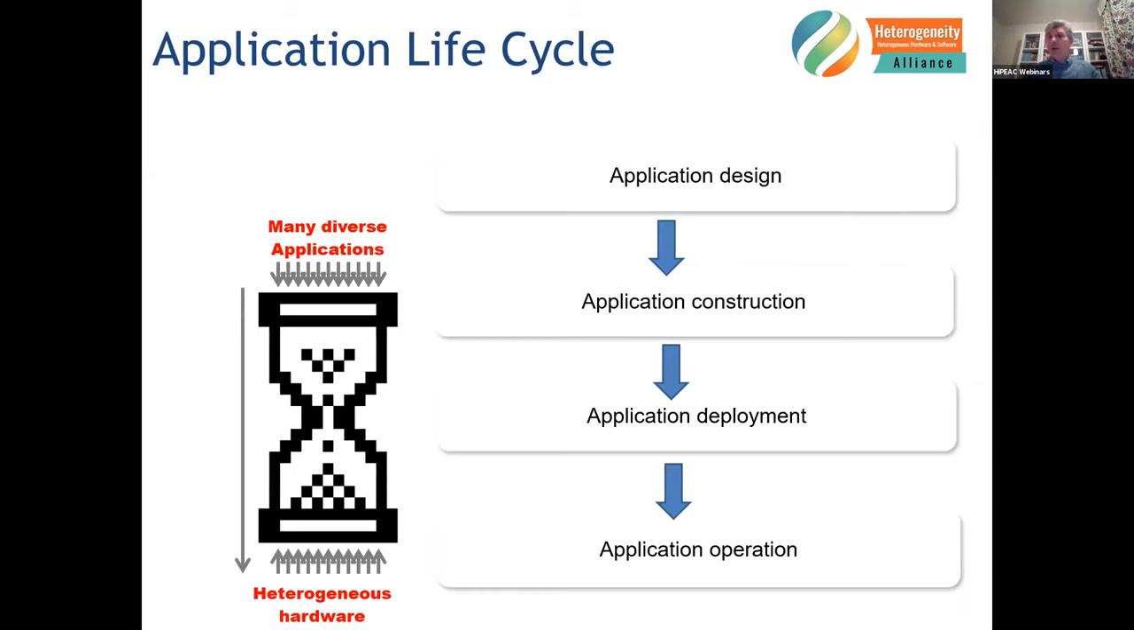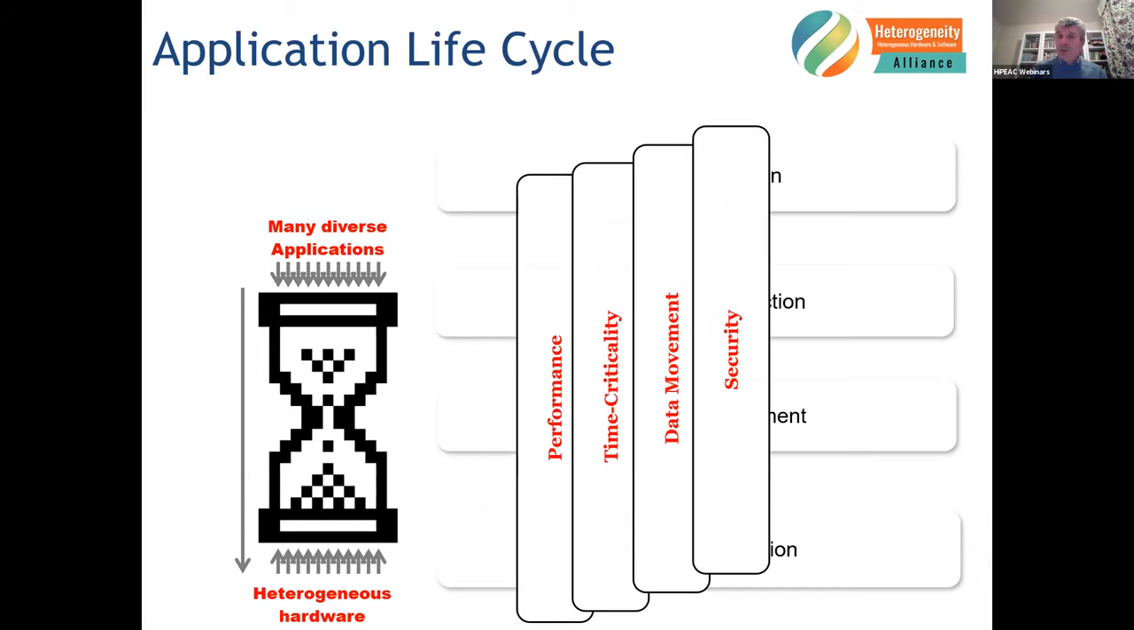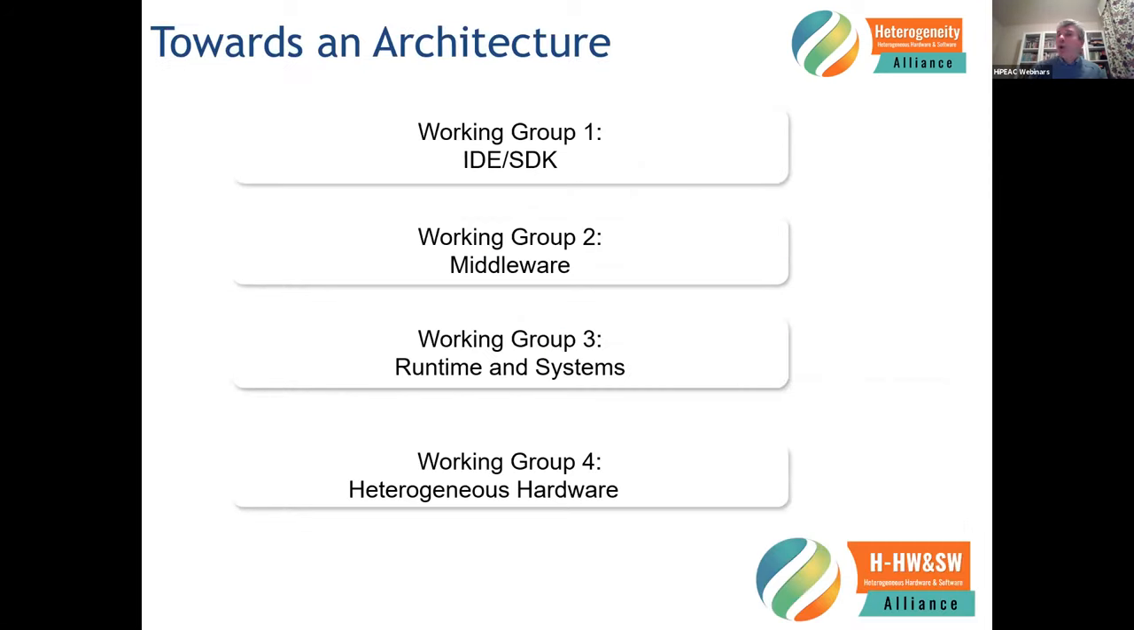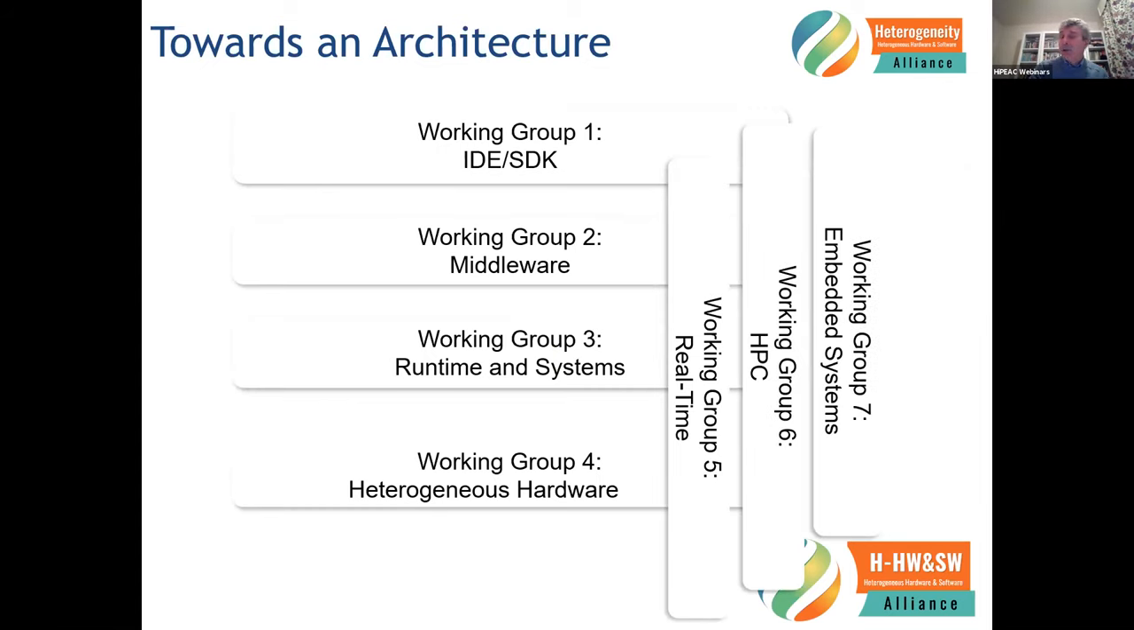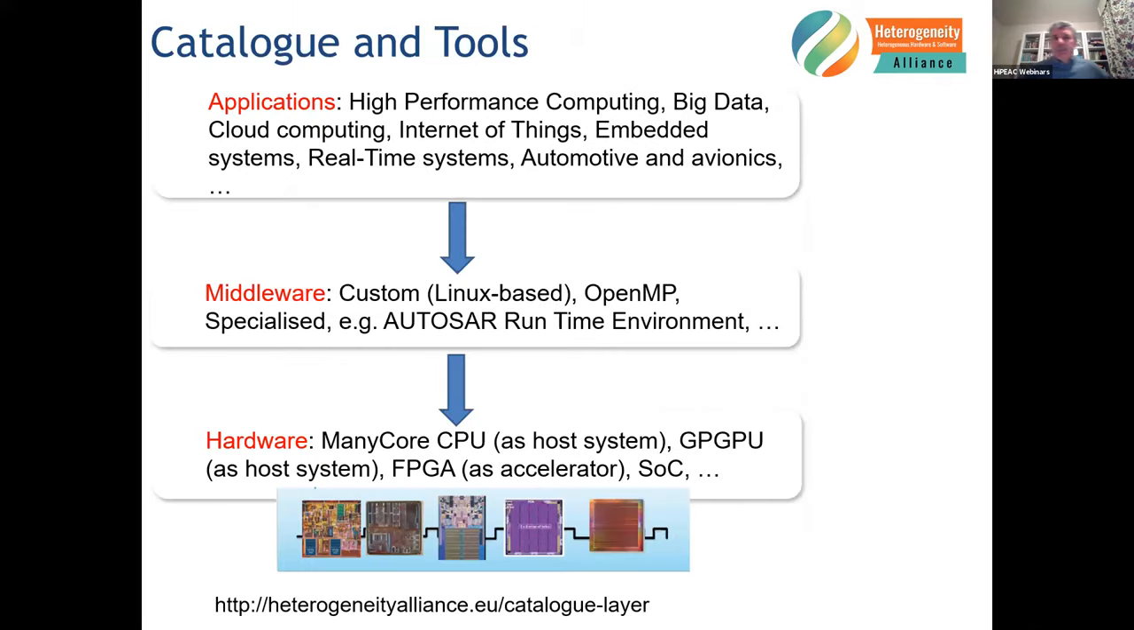So the approach is top down, from design of the application to its construction, deployment, operation, but at the same time bringing in the aspects of performance, time criticality, real time, data movement, security, cost effectiveness, self-management. That is very much what the interest of the Alliance is about. We now have a large number of working groups: the IDE SDK, the middleware, the runtime and systems, the heterogeneous hardware. Alongside this, we also have working groups interested in real time, HPC, embedded systems, and finally the general distributed infrastructure such as clouds, edge, fog. That is something we thought was very important for the Alliance. Another aspect is that we look at the list of catalogs and the tools that we have already collected.